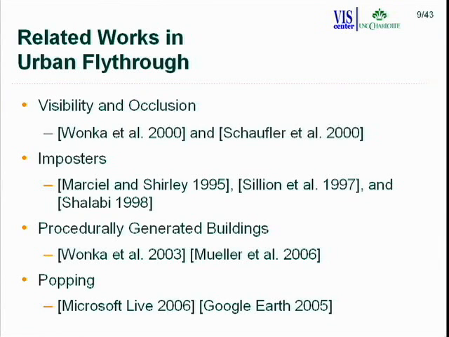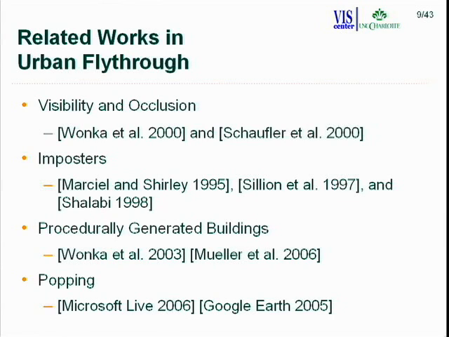Cool. Just to give you an idea about what work has been done in terms of urban flythrough or urban walkthrough, people have tried different things. Visibility and occlusion is a popular one, and Peter Wonka has a great paper called Instant Visibility in 2000, and Scheffler has another great paper in 2000 as well in SIGGRAPH. The idea is that if you use occlusion or visibility, you can reduce the number of polygons that you're rendering, so that you can see a bigger scene without actually rendering the bigger scene.